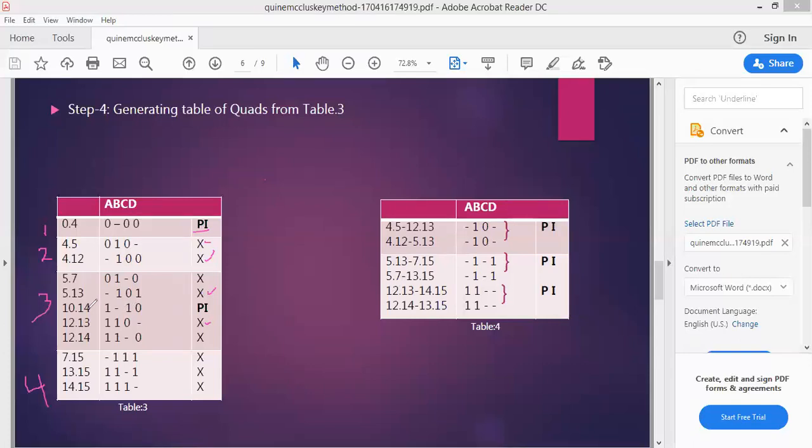Next is 5, 14. We don't have any common terms over here, so it is not grouped, so it is indicated as prime implicant. So next is 12 and 13. 12 and 13 can be grouped with 14 and 15, so it is written as 1, 1, dash, dash. And next 12, 14, and 13, 15 can be grouped, so it is written as 1, 1, dash, dash.